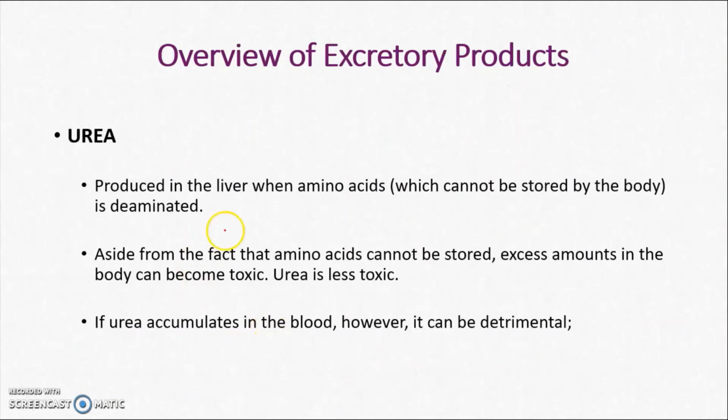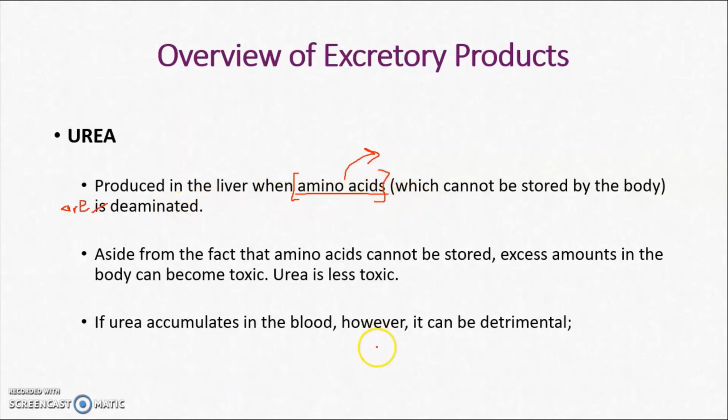Urea is produced in the liver when amino acids are deaminated, or the amine groups are removed, because the body cannot store amino acids. So keep that in mind. Your body could store glucose, it could store fatty acids, it could reuse glycerol to make glucose in times of starvation and extended fasting, but your body cannot store amino acids, which is the digestive product of proteins. So any excess proteins that you consume, when that protein is converted to amino acid, if the body has no use for that excess amino acid, it will be taken to the liver to be deaminated.